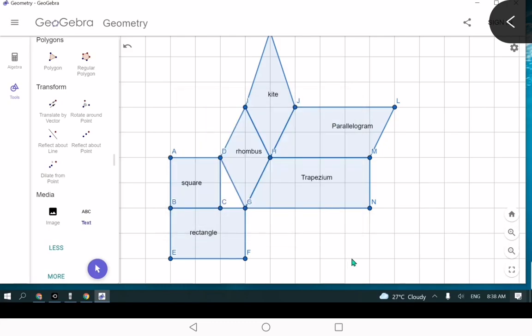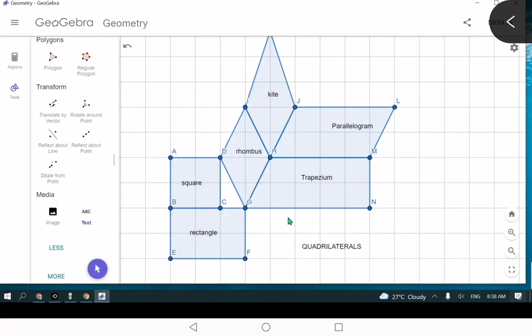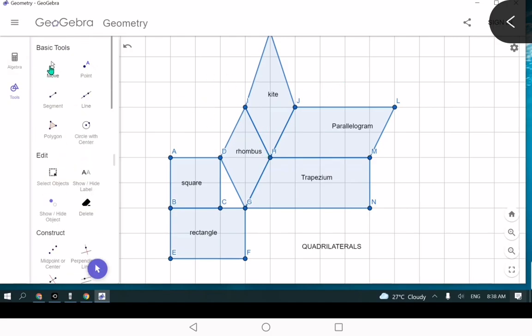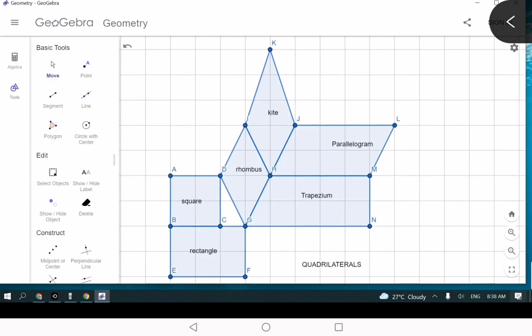So you need to identify the geometric properties of these six specific names of the quadrilateral. All are named as quadrilaterals. You just need to learn that we call them quadrilaterals. So you need to understand the geometric properties of them.